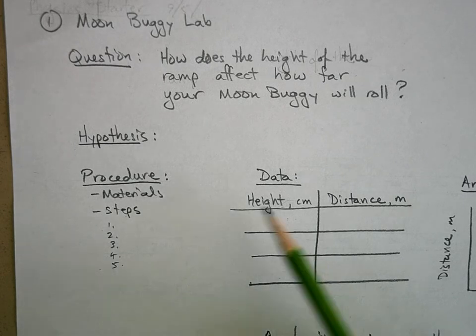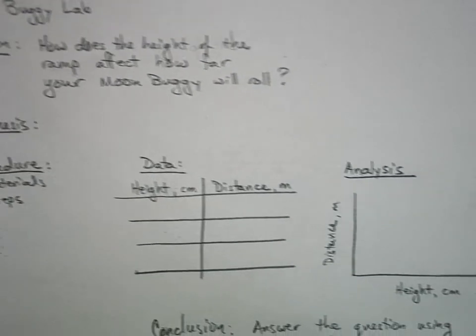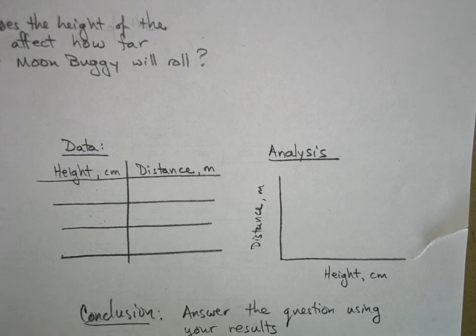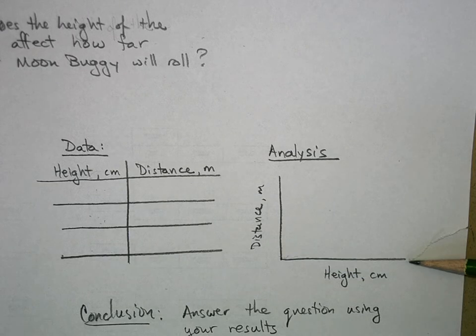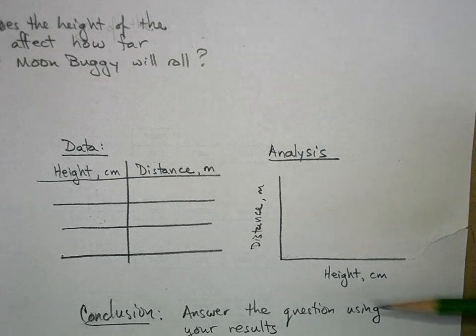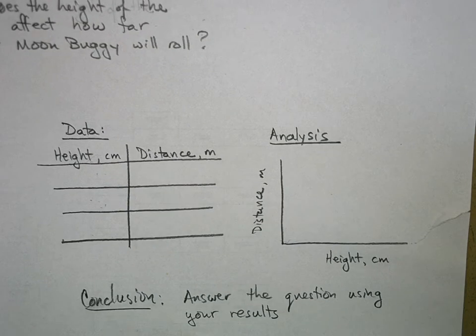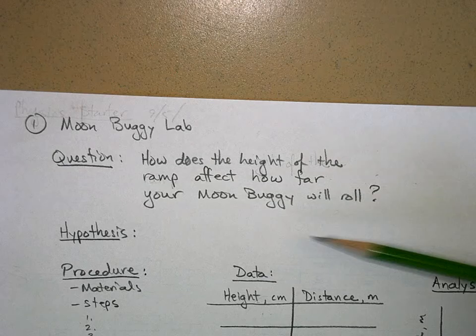Eventually, what you're going to do with this data is you're going to draw a graph where our independent variable is the height at which we're releasing. Remember, in science, an independent variable is the variable that you, as the experimenter, decide. Okay, I decide my heights are going to be 5, 10, and 15, or 10, 20, and 30 centimeters. Okay. And then when you're done, you're going to write a conclusion, which is basically going to answer the question using your results. So you look at your results, and you're going to answer the question for the lab.